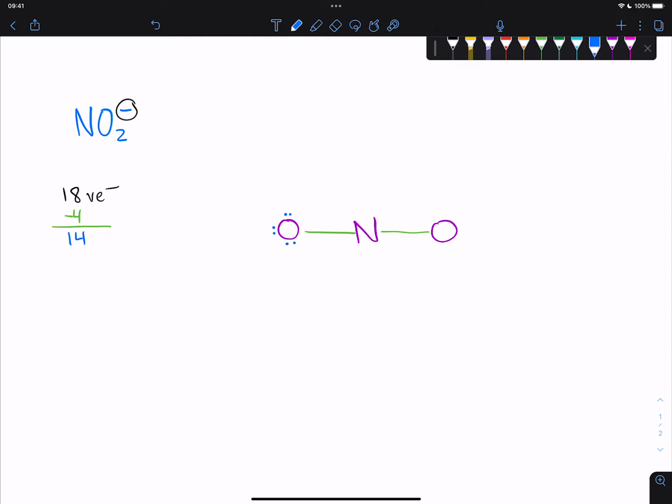The left oxygen is now full with its 8, so the 6 we just added plus the 2 in the bond. And we have 7, 8, 9, 10, 11, 12. We just used up 12 of those valence electrons. Now we only have 2 valence electrons left. Where do you put them when you don't have any more space on the outside? You put them on the inside.